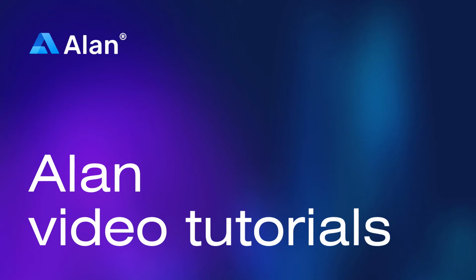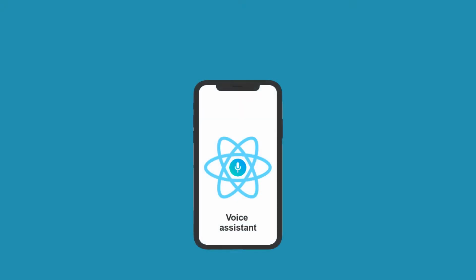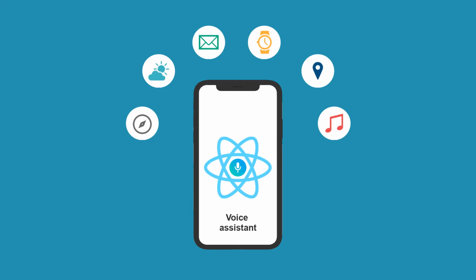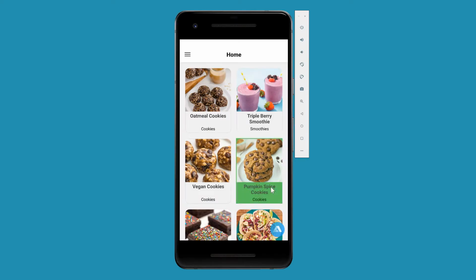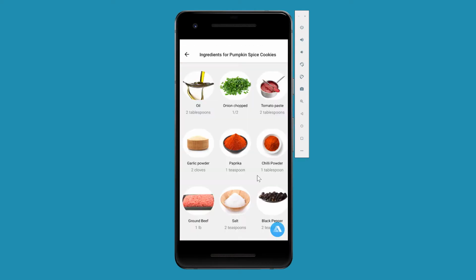Welcome back! In this video, we will go on building a smart digital assistant and see how we can perform tasks with voice in a React Native app. First, let's recall what we have. This is a standard recipe app, allowing us to browse recipes and check what ingredients are needed. So, we can use our voice to move between screens in the app.